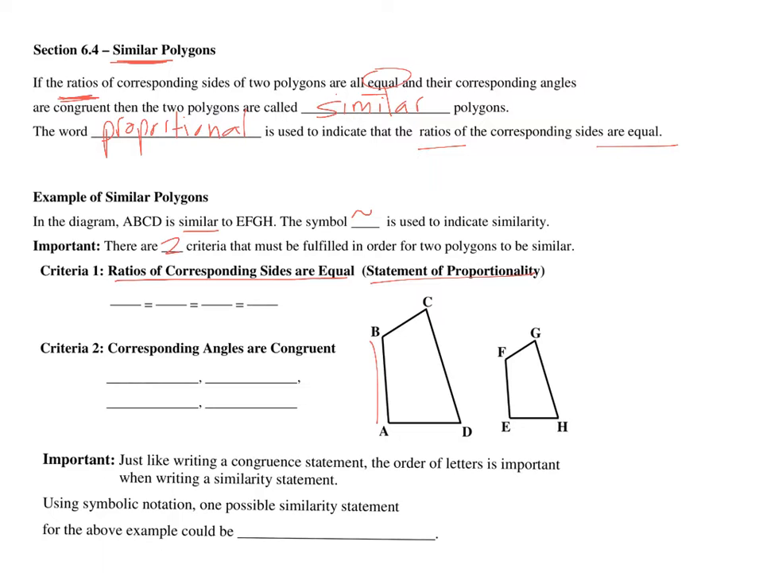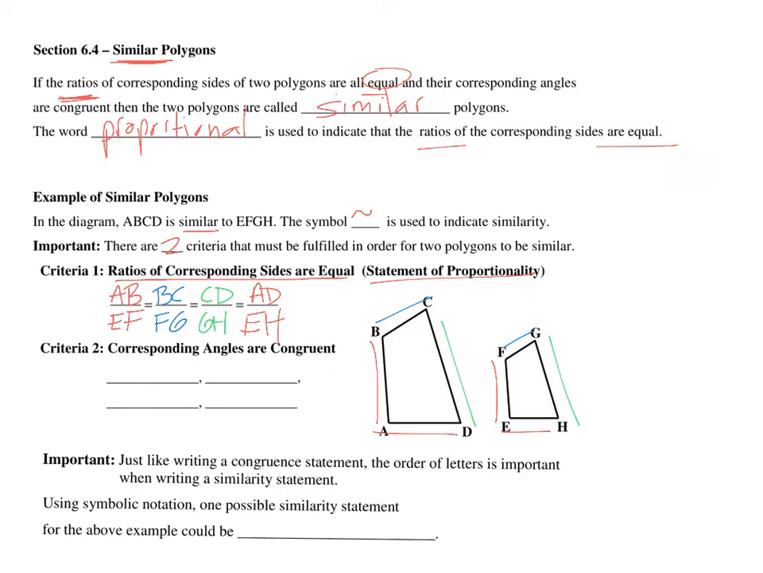So here I have AB, which should correspond to EF. And then I have BC, which should correspond to FG. And then I have CD, which should correspond to GH. And DA or AD, which should correspond to HE or EH. That's our statement of proportionality. First that has to be true.